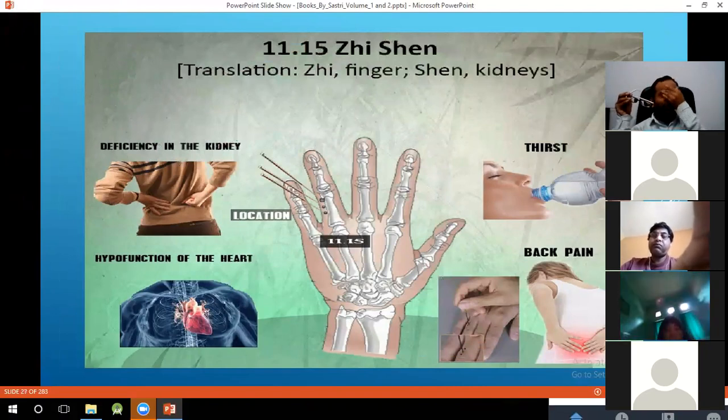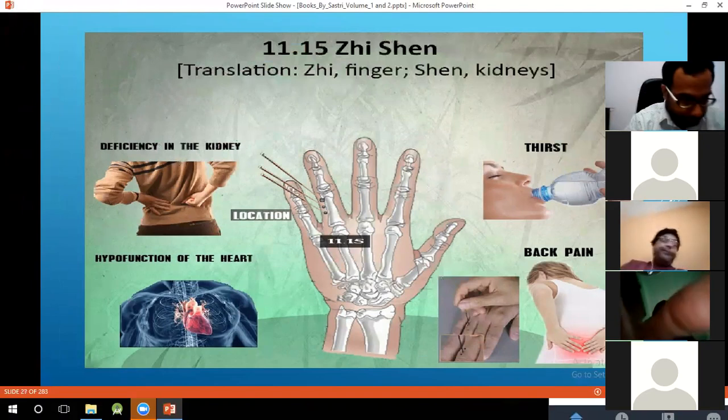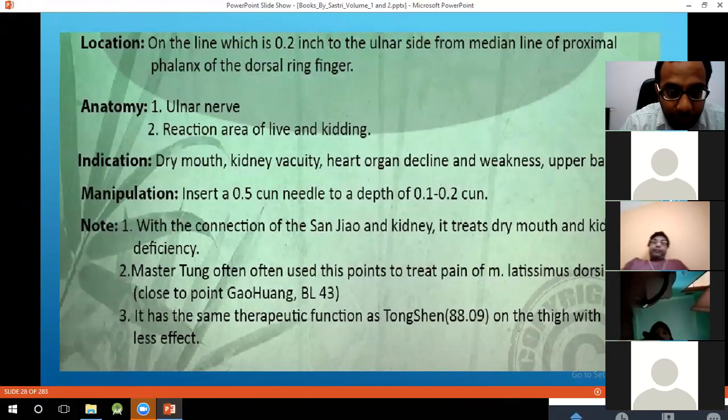Go to 11.15 with BL43, it helps. And 88.09 also helps.